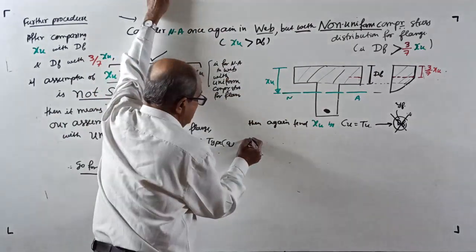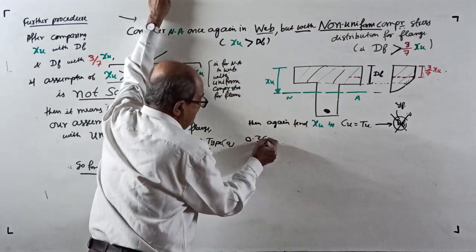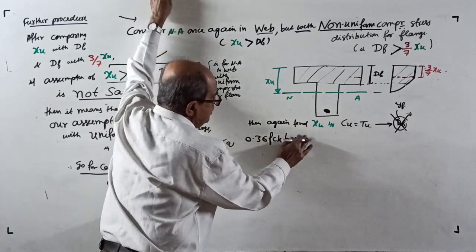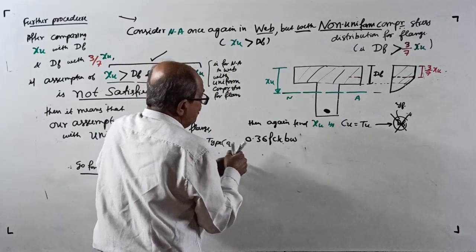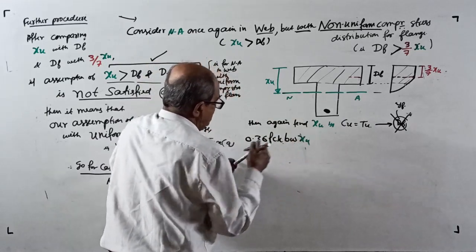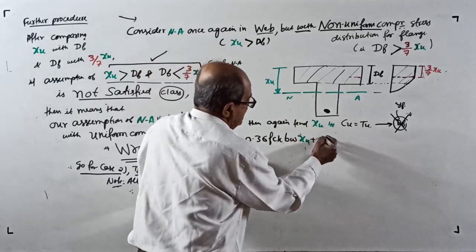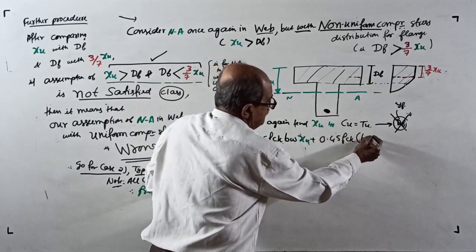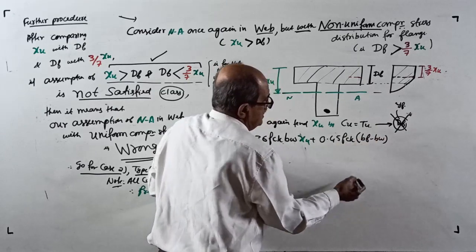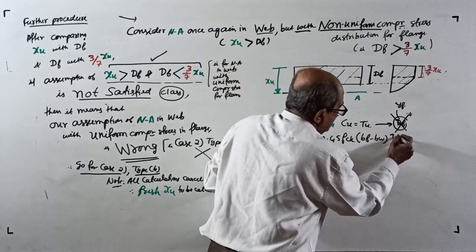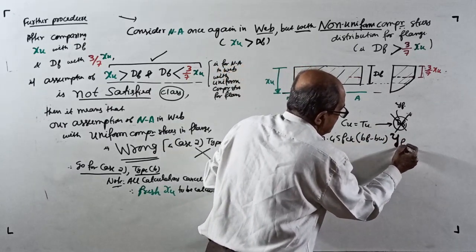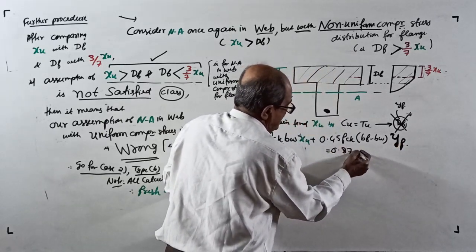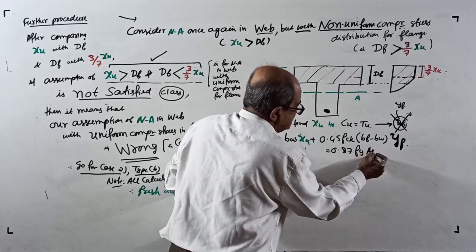The formula is, see, once again, 0.36 FCK into BW into XU. This you already know. Just a little earlier you wrote it. So this into XU plus 0.45 FCK into BF minus BW into DF into YF equal to 0.87 FY into AST.